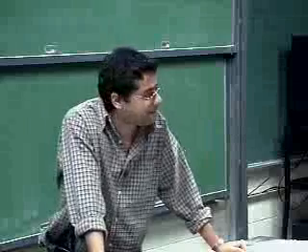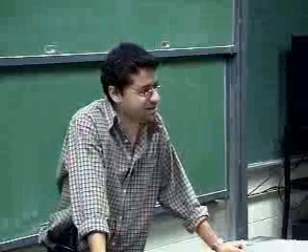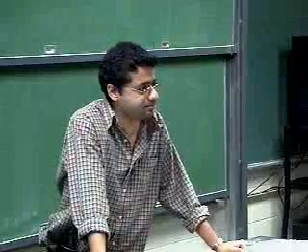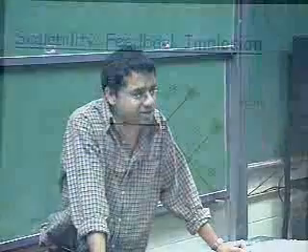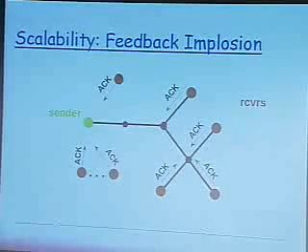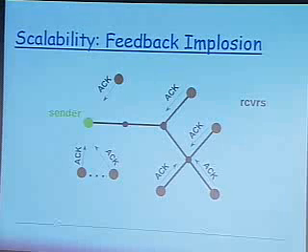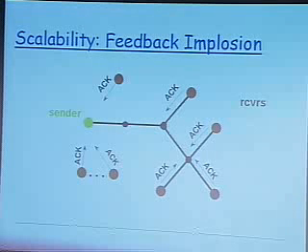In multicast, you have 1,000,000 receivers connected to the sender. You send one packet out, it reaches those 1,000,000 receivers, and 1,000,000 ACKs come back. Then what you have at the sender is an ACK implosion. The sender cannot possibly process all these ACKs. So ACK-based schemes are very difficult to implement for reliable multicast.